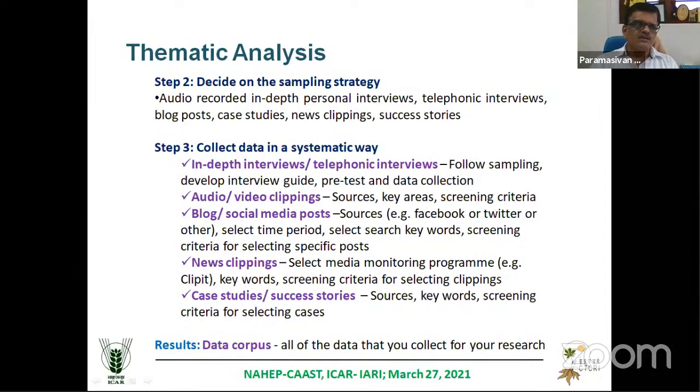From there, you ask the same questions to your 20-30 people, then you will identify the factors which come up repeatedly in these answers, using thematic analysis. Then you either go for in-depth interviews or telephone interviews, audio, video clippings, blogs, social media, whatever.